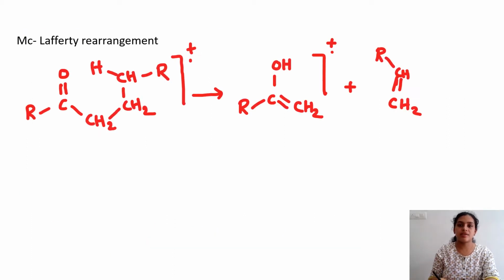And this is the McLafferty rearrangement. You should remember the requirement. There should be a gamma hydrogen, and this gamma hydrogen abstraction is followed by alpha beta cleavage. This is alpha, beta and gamma carbon atoms, and obviously this is the gamma hydrogen. That is abstracted by this oxygen atom, and as a result this bond comes down, this goes up, this will go up, and this will come down. So you are getting a species like this plus an alkene.